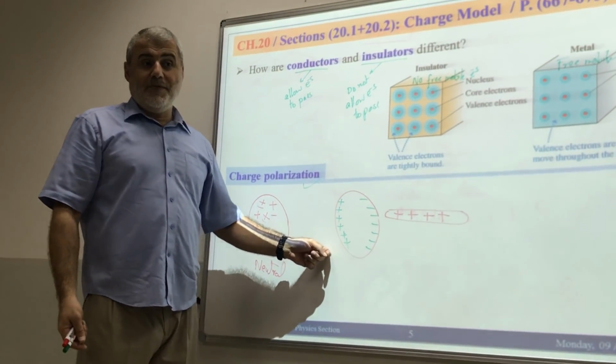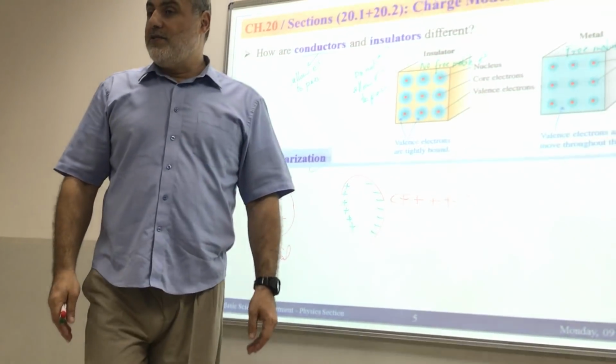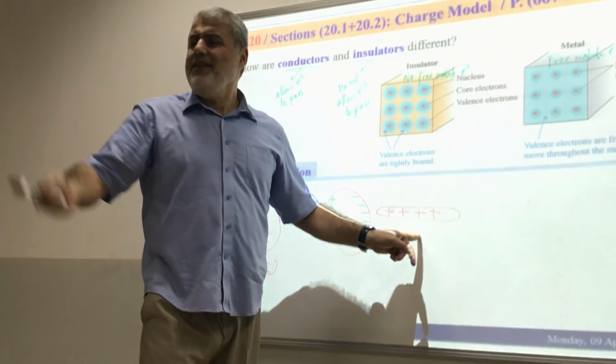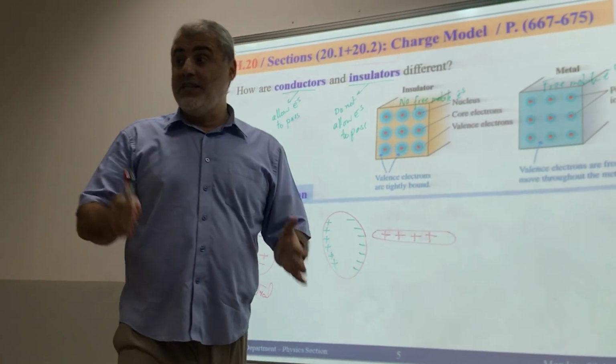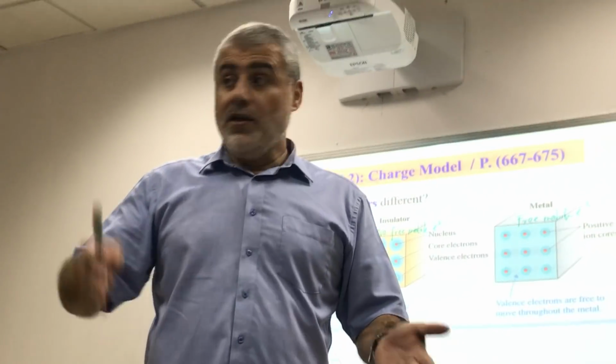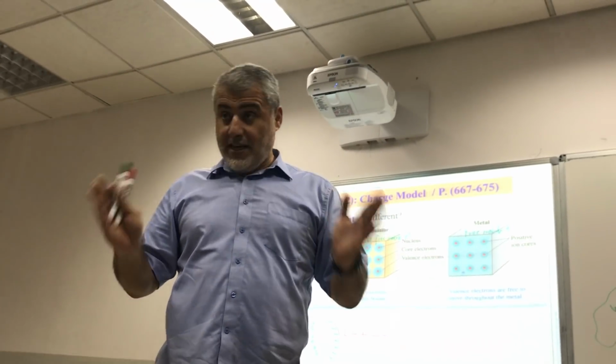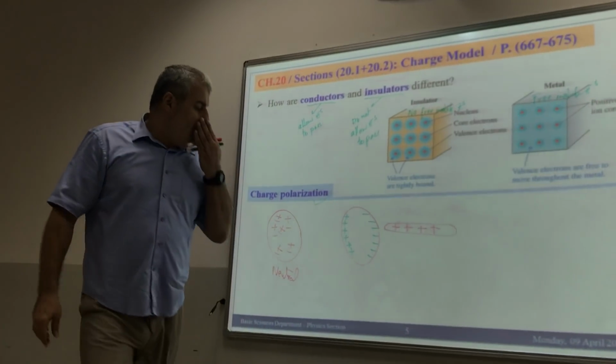You got the point, Shabab? The separation of charges by any means, by any source, is called polarization. That means there are now two poles, positive and negative. You got the point, Shabab? Okay.